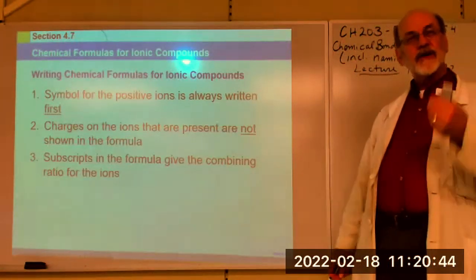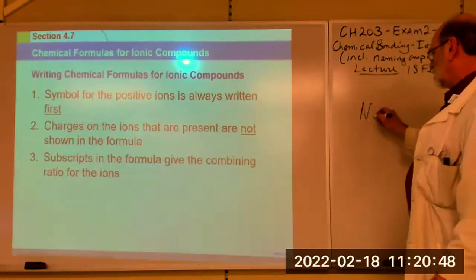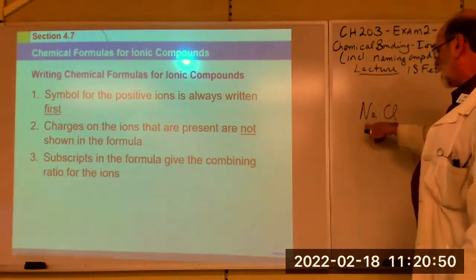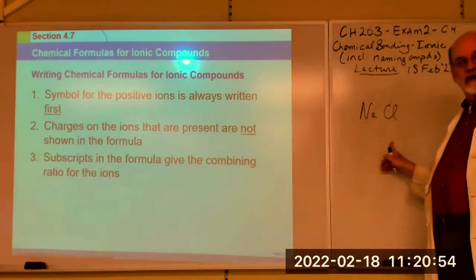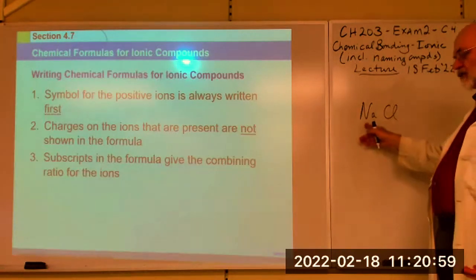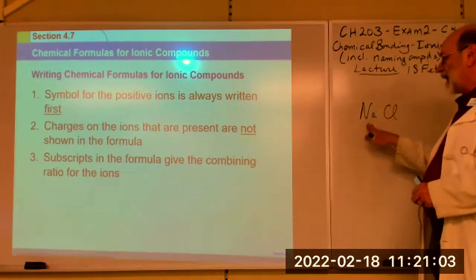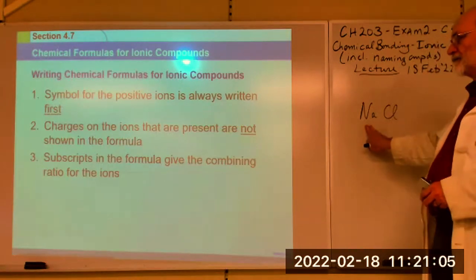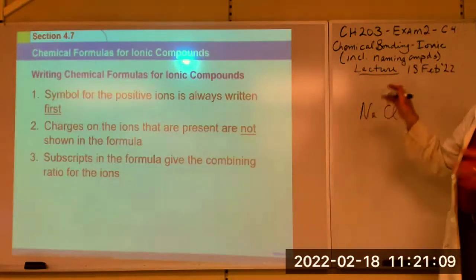You put the positive ion first. So you always write it like that, positive, negative, cation, anion. And these are for binary compounds. Binary means two. So we've got a cation and an anion. Cation always goes first. And you don't show the charges when you write the compound.